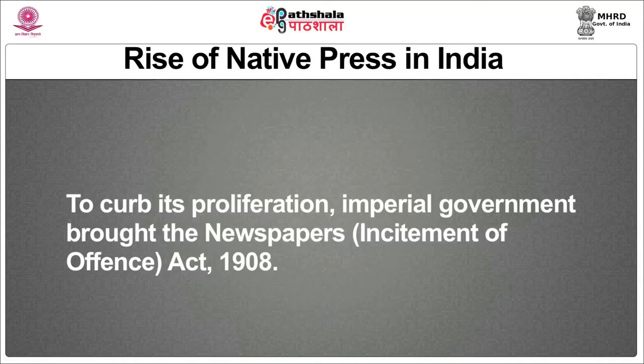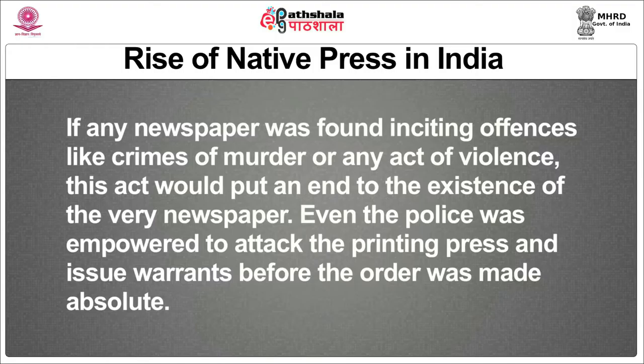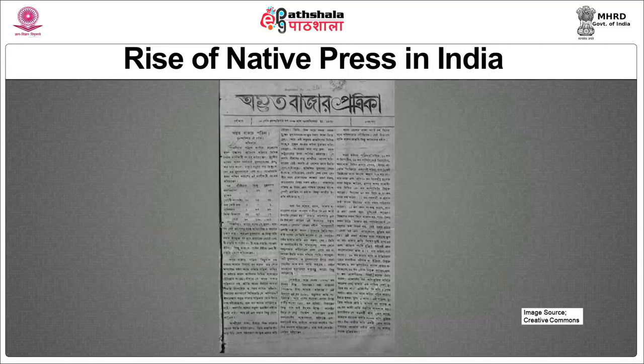If any newspaper was found inciting offences like crimes of murder or any act of violence, this act would put an end to the existence of the very newspaper. Even the police was empowered to attack the printing press and issue warrants before the order was made absolute. Due to these oppressive measures, dailies like the Yugantar, the Sandhya and the Bande Mataram stopped publication.